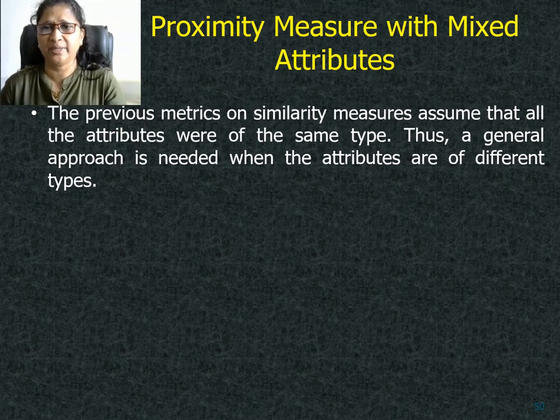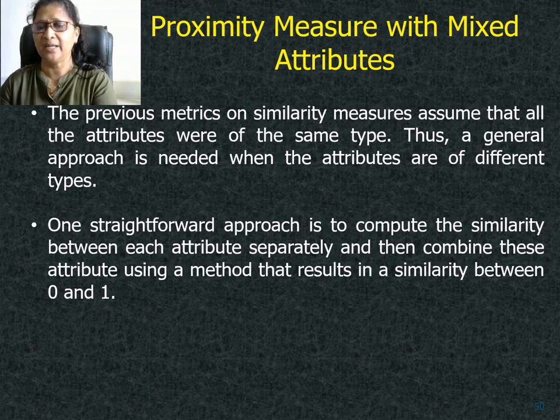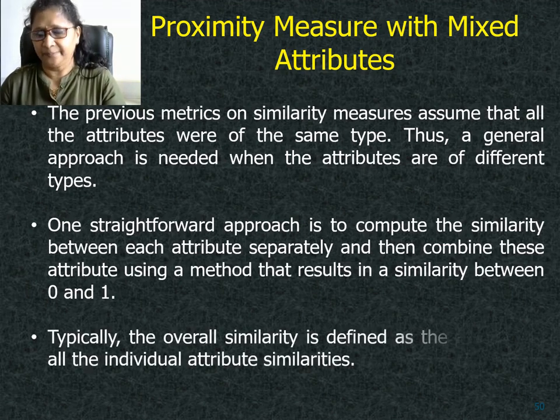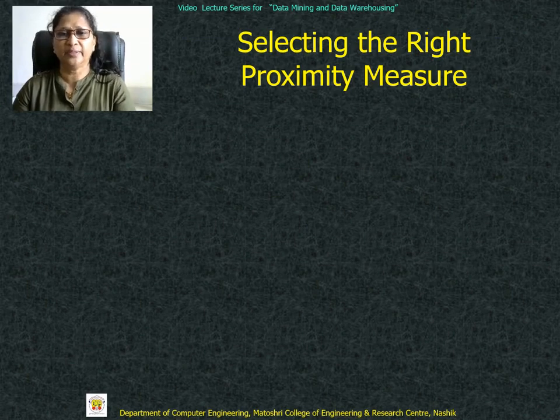Now the question is how to do it for mixed attributes, that is, all these types. The previous metrics on similarity measures assumed that all attributes were of the same type. Thus, a general approach is needed to compute proximity for different data attributes. One straightforward approach is to compute similarity between each attribute separately and then combine these using a method that results in a similarity between 0 and 1. Typically, the overall similarity is defined as the average of all individual attribute similarities. So we have learned how to compute proximity for attributes where attribute types were varying.